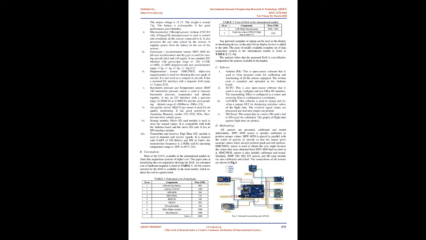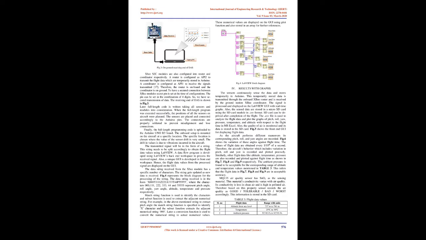2. Microcontroller/microprocessor. The Arduino Uno R3 with ATmega328 microprocessor is used to control and coordinate all the sensors connected to it. It also processes the raw data sensed by the sensors. It supplies power from the battery to the rest of the sensors. 3.